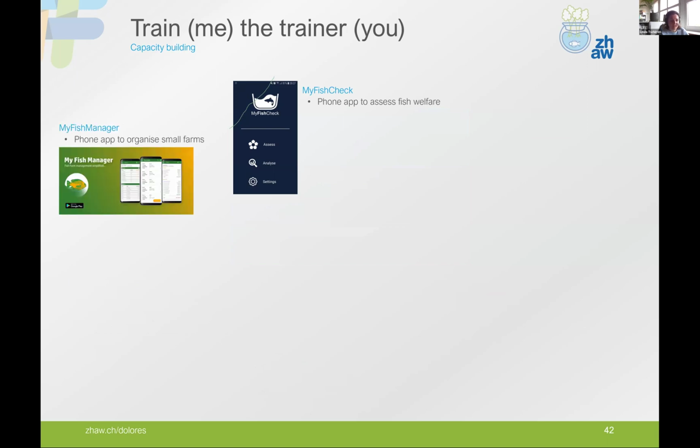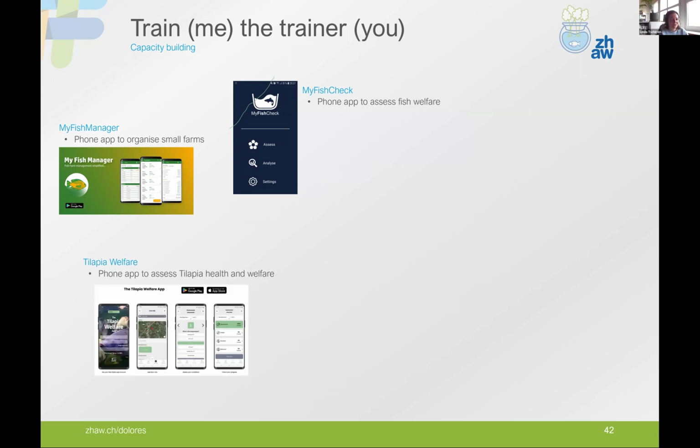A very cool thing is My Fish Manager. It's also a mobile phone app that helps you to organize your farms on a small scale. How much food comes in, how many fish I sold, what was the price. This is a very good help for your phone to properly manage small scale farms. What you also have newly is a tilapia welfare app. It was specifically made for Nile tilapia, and it helps you to assess the health and the welfare of the fish.